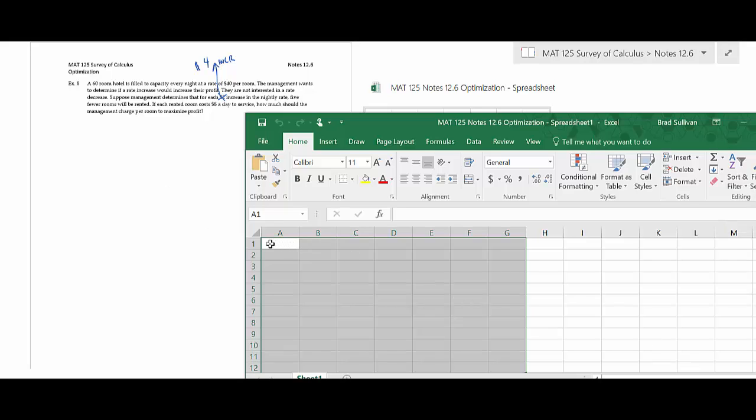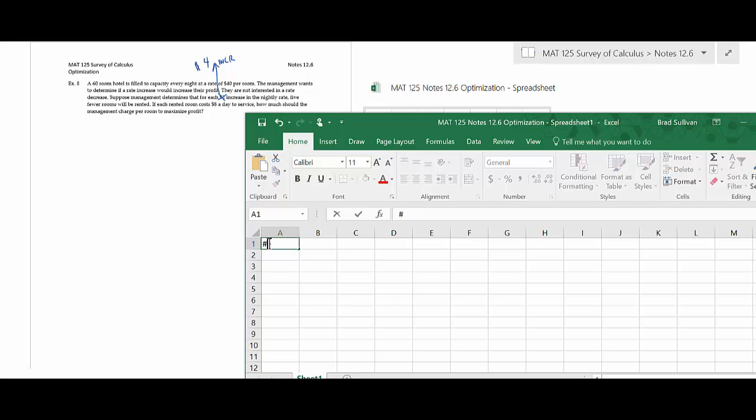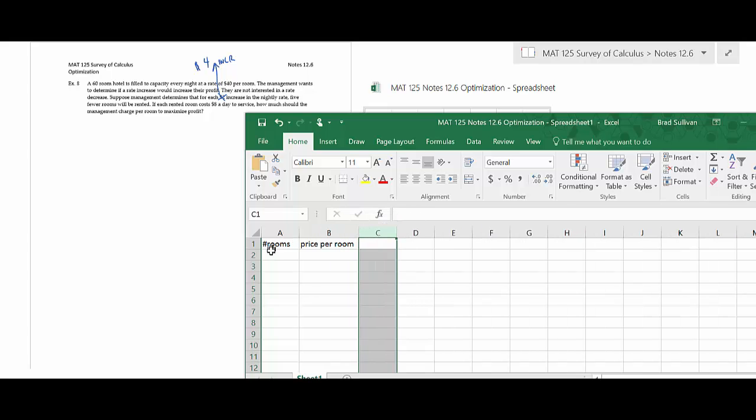I'm going to label this as the number of rooms that are rented out. And this is going to be the cost, or I'm going to say, not the revenue, but the price per room. I'm going to use this to help you begin to see what the problem is saying, because this is a good thing to do to help you make sense of the problem.